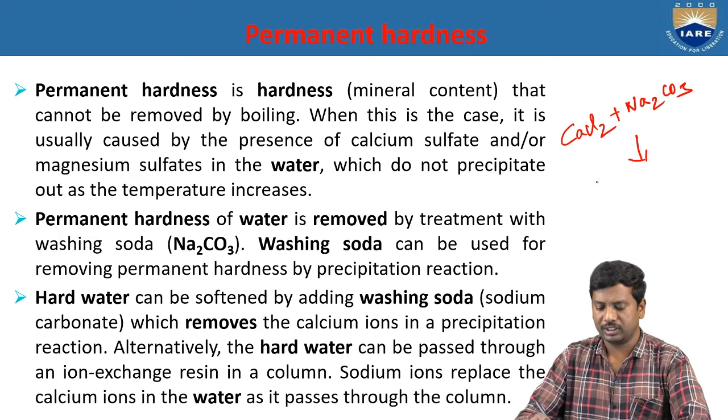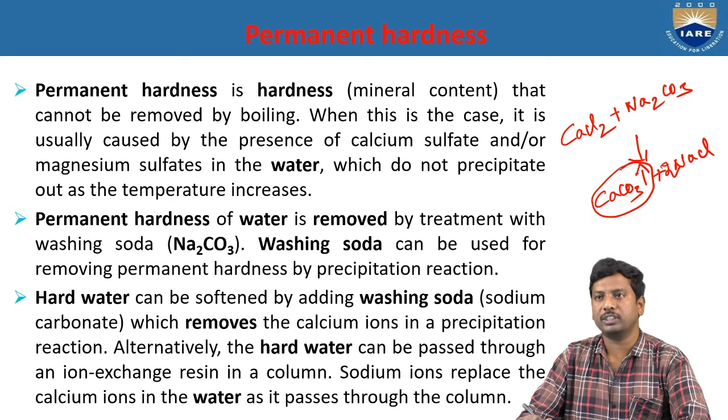It gives the products CaCO3, calcium carbonate, which is a precipitate, and 2 moles of NaCl. The precipitate is mentioned by a down arrow. This precipitate, CaCO3, is removed by the filtration process.